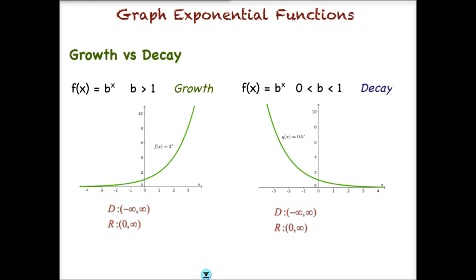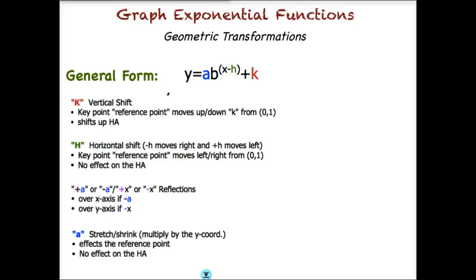Now let's look at what happens when we have transformations. Geometric transformations are the same in all your parent functions. And if you'll notice on this lesson, you have a new parent function that you can add to your parent function portfolio or your parent function library. Here is the general form with transformations. Remember that on the end here, this k is a vertical shift up or down. That would then obviously affect our horizontal asymptote. As our graph shifts up, our horizontal asymptote also shifts up.